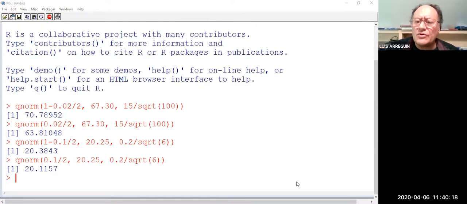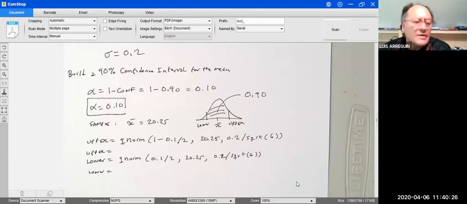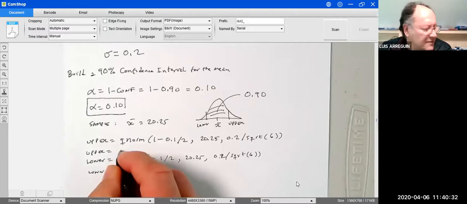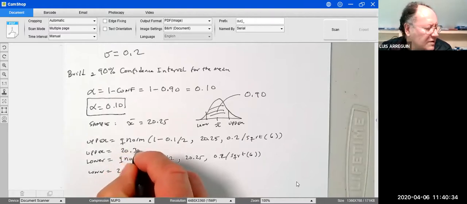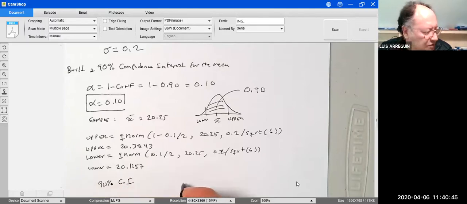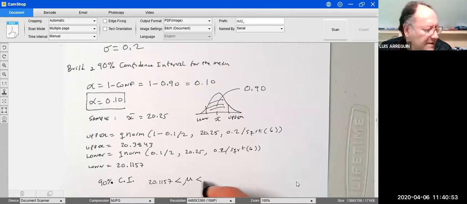This is going to be very easy for you in the exam. So let's write the answers here. The lower value is 20.1157. The upper value is 20.3843, and the 90% confidence interval for the mean is that mu is greater than 20.1157 and is less than 20.3843.